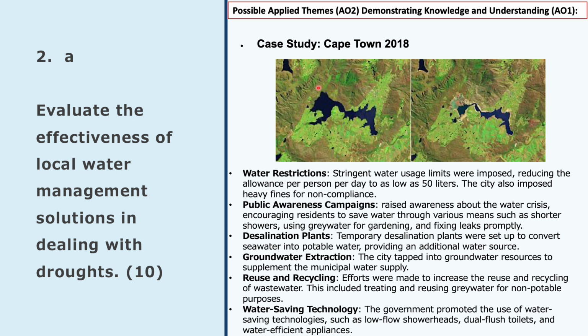Public awareness was important. People were very frequently reminded about the need to reduce their water use as the dam levels got extremely low. Desalination plants were commissioned in order to convert seawater to fresh water. Groundwater was extracted. Water infrastructure was invested in to improve the reuse and recycling of water. And water-saving technologies were also promoted, like low-flow shower heads and dual flush toilets.